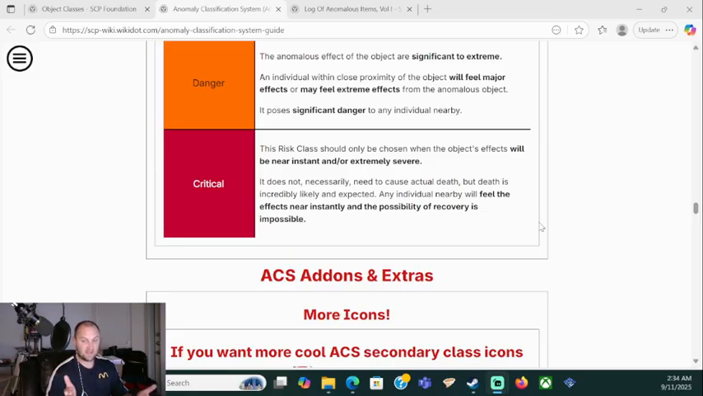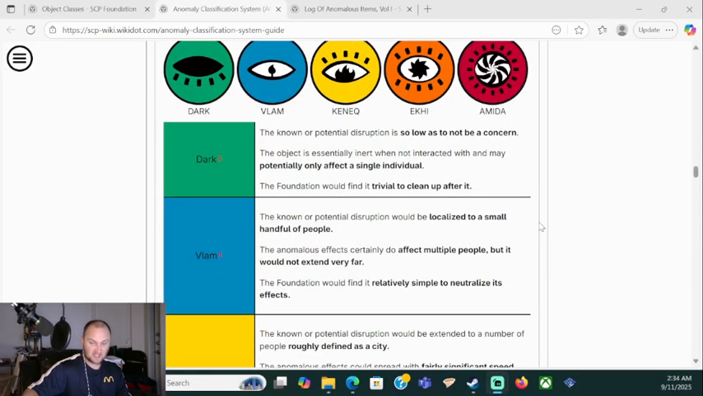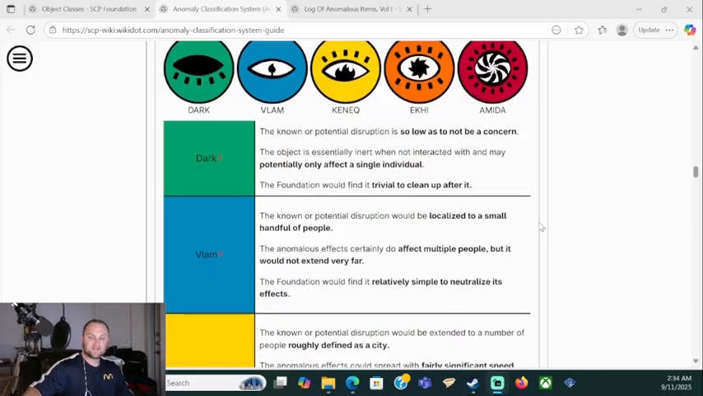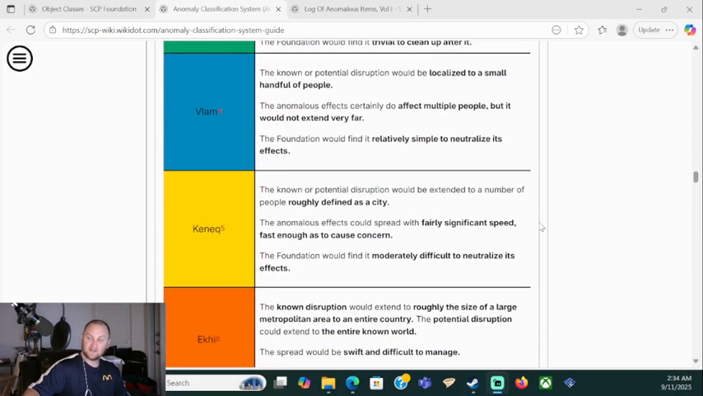noticeably, it would have a very low disruption class because it would generally only affect people on an individual level. If they can contain it in an area, it affects people on a very individual level, but practically it is also very, very dangerous. So it would have a very high risk class and a very low disruption class.